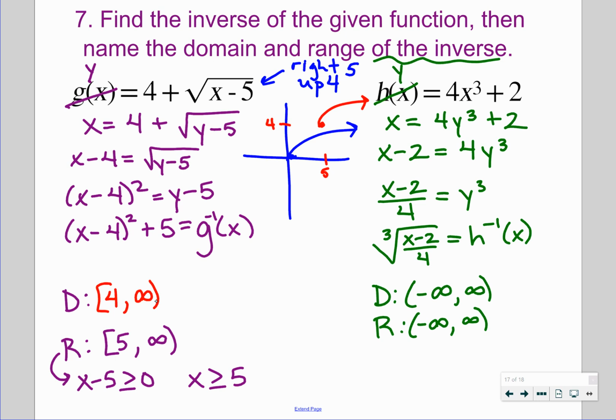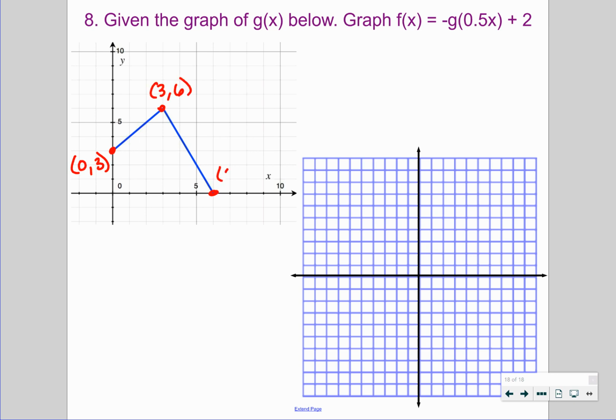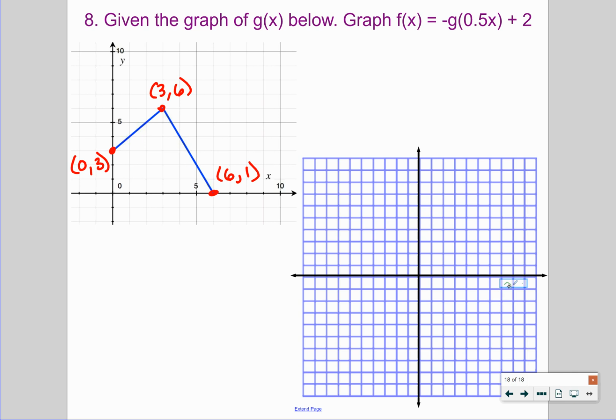All right, last problem is the one that has all of my transformations on a function. What I'm going to start by doing here is just label these 3 points, because the 3 points are what I'm going to use to actually get the transformed graph. So I've got 0, 3, I've got 3, 6, and I've got 6, 1.